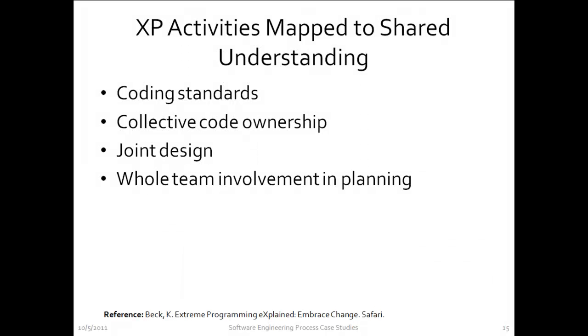The third XP goal, or actually the third Agile goal, I keep conflating the two, is shared understanding. That is, every member of the team understands the goals, the plans, the code completely. So to begin with, there are coding standards so that everybody's code looks the same. All code is collectively owned, so I can quite easily pick up somebody else's code and make a fix to it. Thirdly, the design is done jointly.